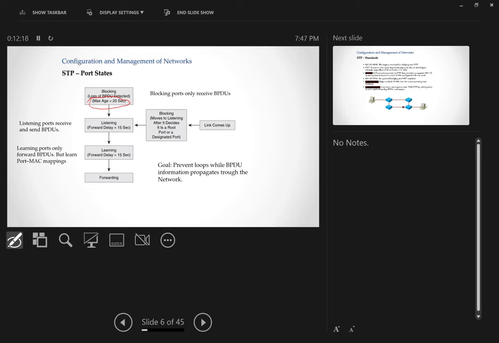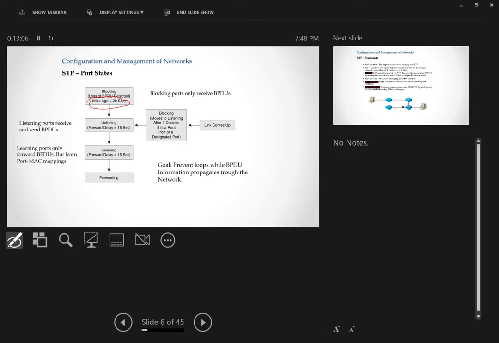Okay? And so I have these three phases: the blocking ports only receive BPDUs, then I go to listening, where ports receive and send BPDUs, but not data frames. Then I go to learning, okay? In learning, I still don't send data frames. I only forward BPDUs, but I start using the MAC addresses of the frames to fill the MAC table. So I'm already acting like a switch in terms of doing MAC learning, but I'm still not forwarding data frames. Okay? And then only after this time I go to forwarding and the port operates normally.